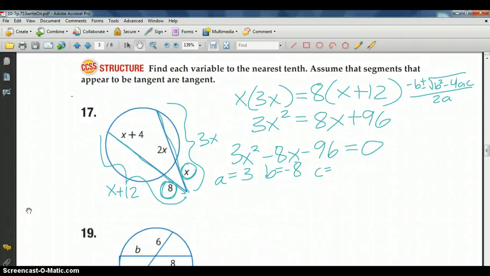Section 10.7, special segments in circles, picking up with number 17. So C is negative 96. That's the constant term here. We'll substitute those values into the quadratic formula.